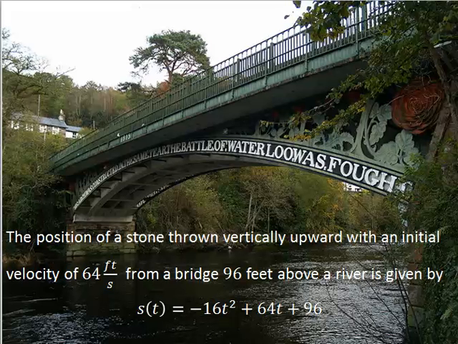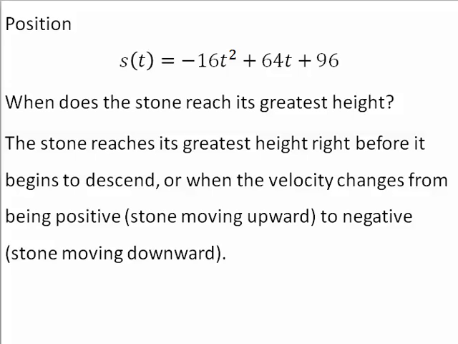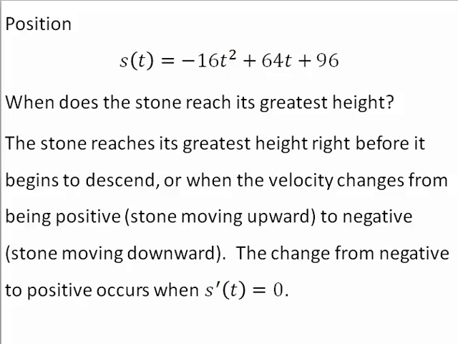How high will the stone climb? To answer that, we first ask, when does the stone reach its greatest height? The stone will reach its greatest height right before it begins to descend, or when the velocity changes from being positive to negative. The change from positive to negative occurs when s prime of t is 0.